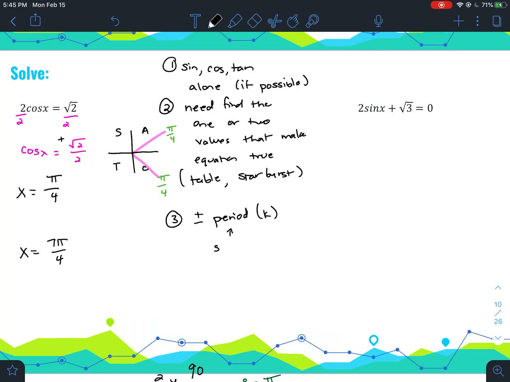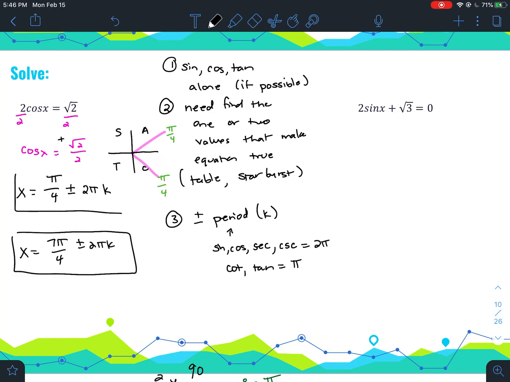So the period, remember for sine, cosine, secant, and cosecant, the period would be 2 pi. And then for cotangent and tangent, the period would be pi. So for these, since we're doing cosine, it's going to be plus or minus 2 pi times k. So those would be the solutions to that equation.